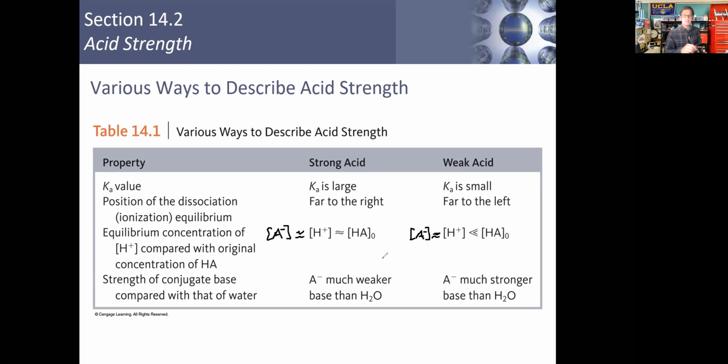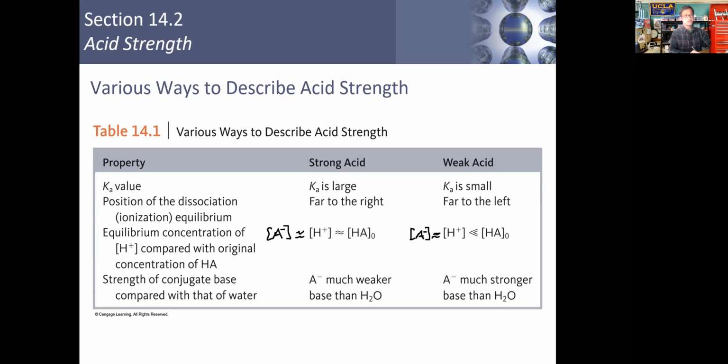And then finally, the conjugate base of a strong acid is going to be much weaker than water, and the conjugate base for a weak acid is going to be much stronger than the base that we started out with, okay?